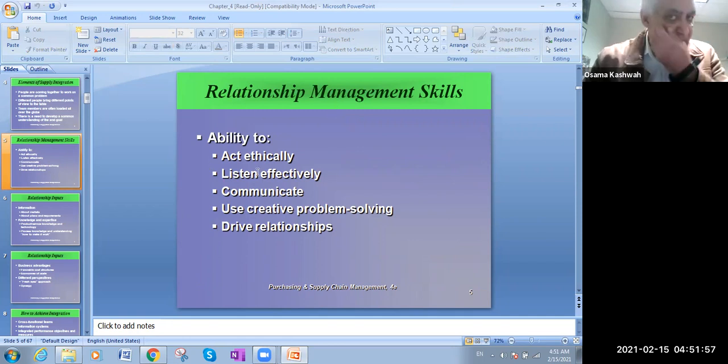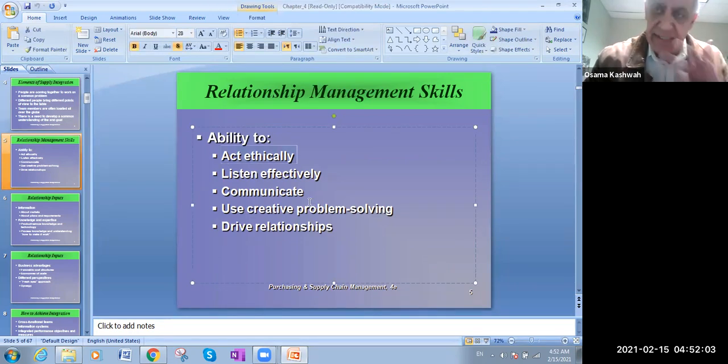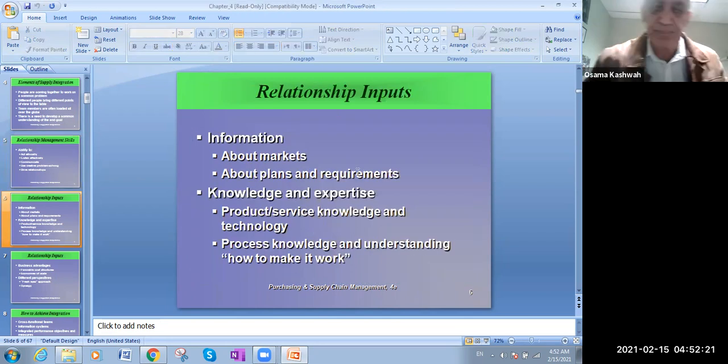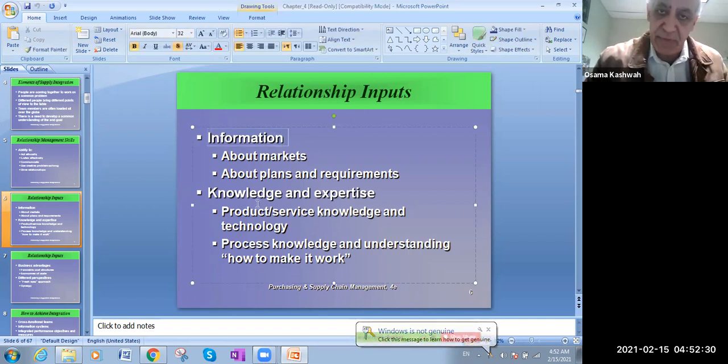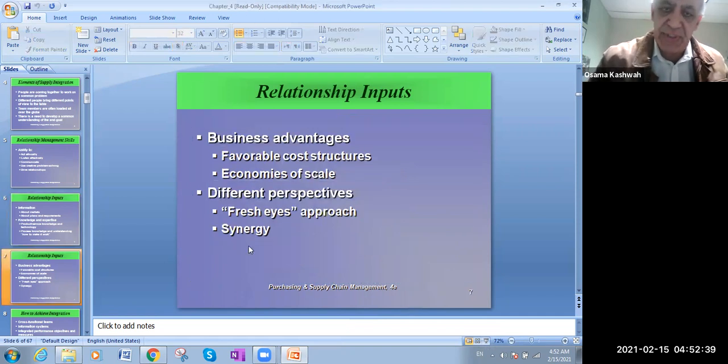Relationship management skills. So there must be management skills like the ability to act ethically, the ethical aspect, listen effectively, communicate, and use creative problem solving for solving the problems. It must be based on steps, not just done by hazard, and drive relationships. What do relationship inputs mean? The things needed for a good relationship. Information is required for a good relationship about markets, about plans. Knowledge and expertise also are required. So those are two things that are very important.